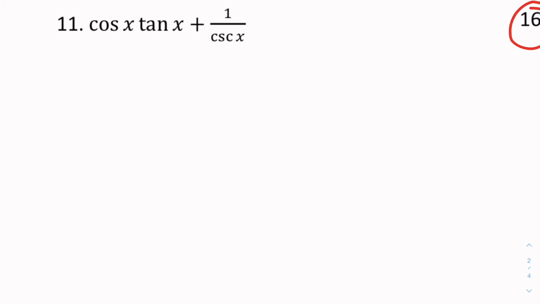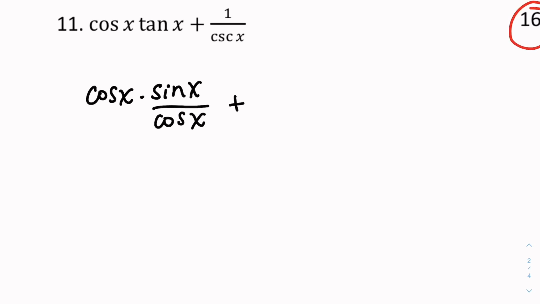Okay, so I want to rewrite everything in terms of sine and cosine. So immediately my eye goes towards tangent. I'll rewrite that. And I also want to handle this cosecant. So I'll rewrite that. So let's begin. Copy down the cosine x, and instead of tangent, we're going to write sine x over cosine x.